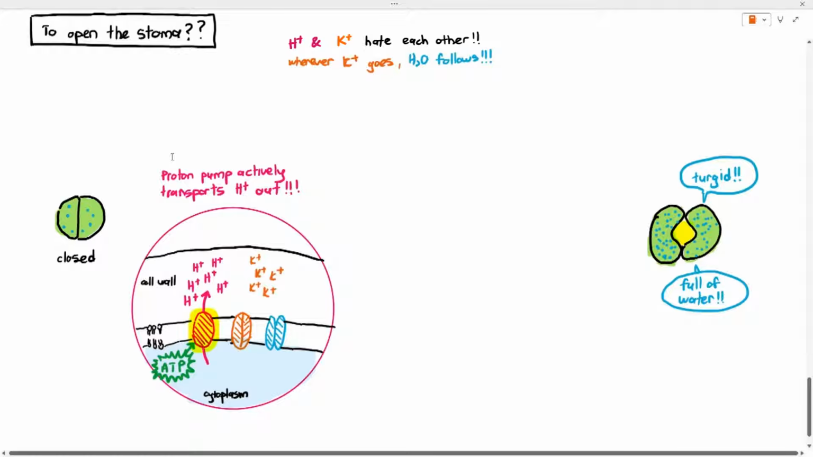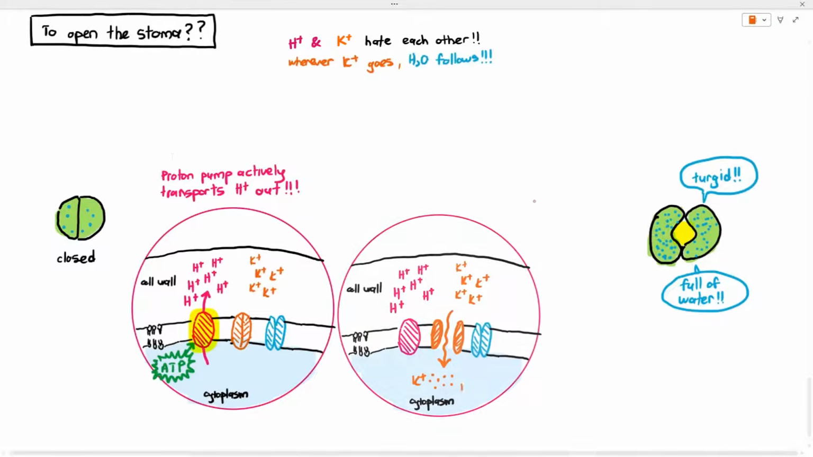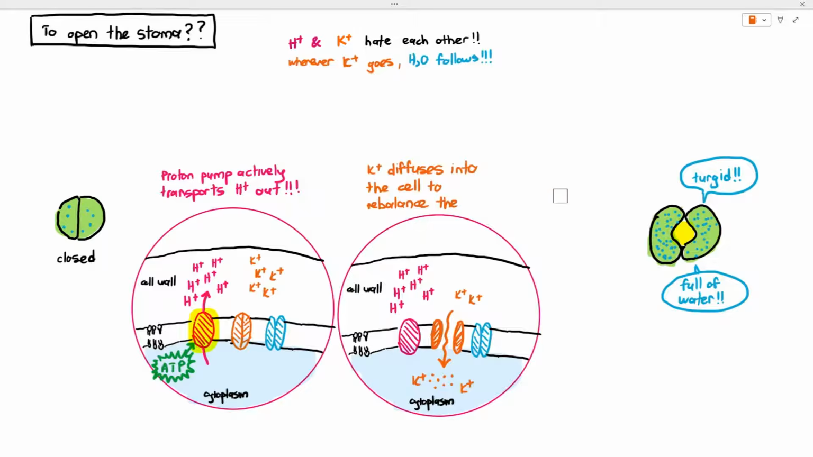And there are some potassium ions just gathered around in the cells. Now, because they hate each other, like I said, this will cause the potassium ions to move in the opposite direction, because the potassium ions want to avoid the hydrogen ions or the protons in the cell wall. So the second process is potassium ions diffuse into the cell. In reality, it's actually to rebalance the positive charges in the cell, but you don't have to mention that.